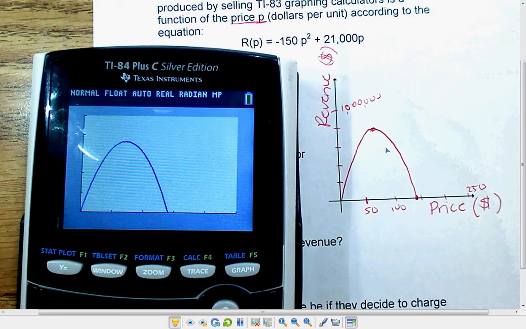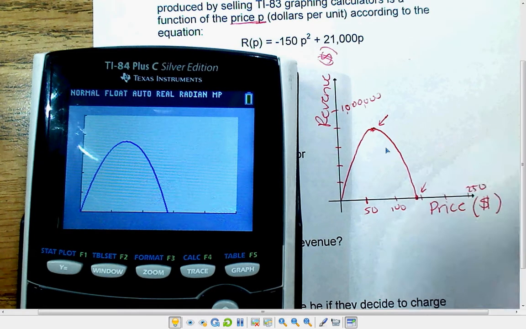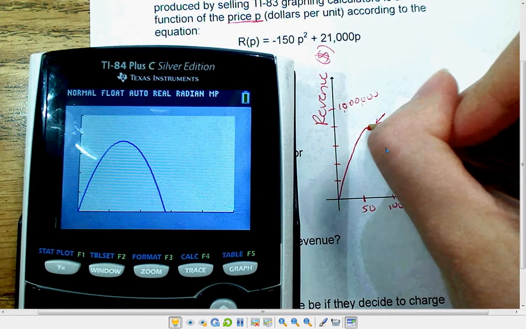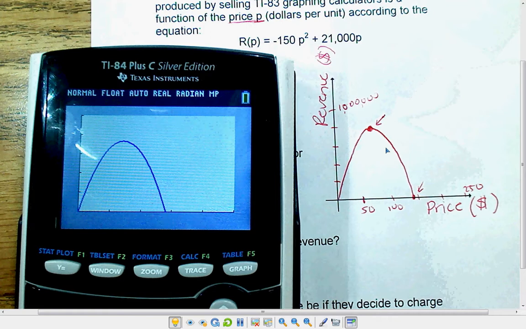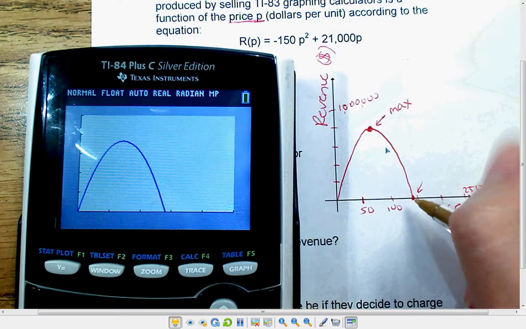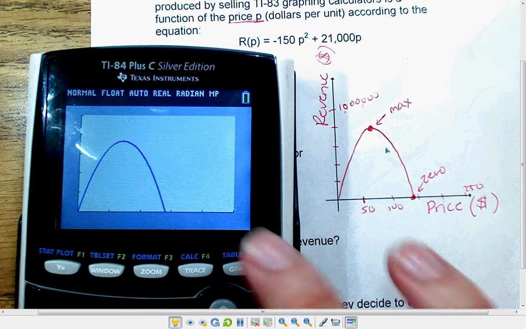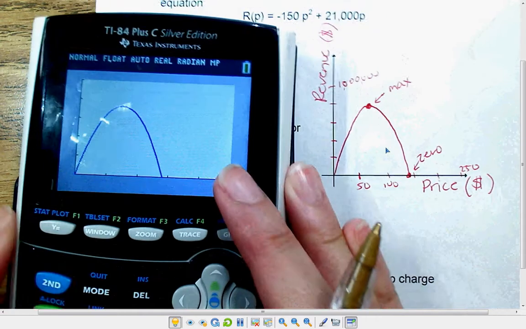Now we're going to use what we learned last week to label some important points. So we have 2 important points that we need to find. This one up here, the name of this point is a max. And this one down here, the name of this point is a 0. So we're going to be finding these 2 points using our calculator. So we're going to be using second trace.